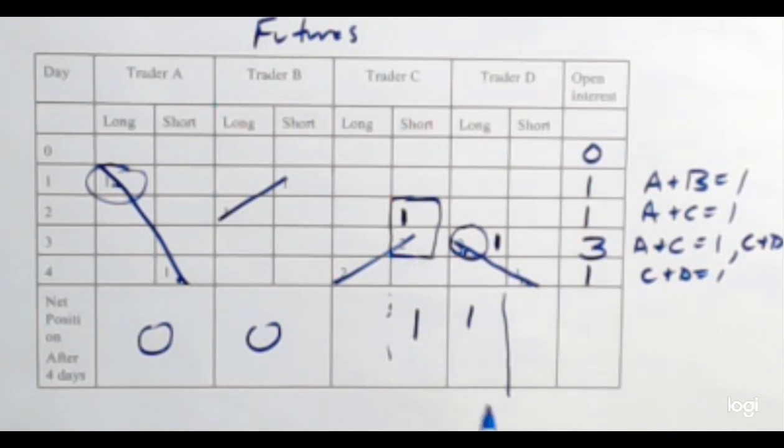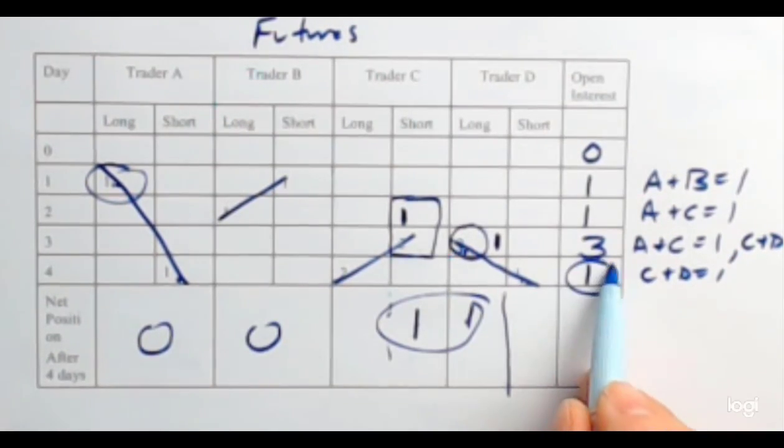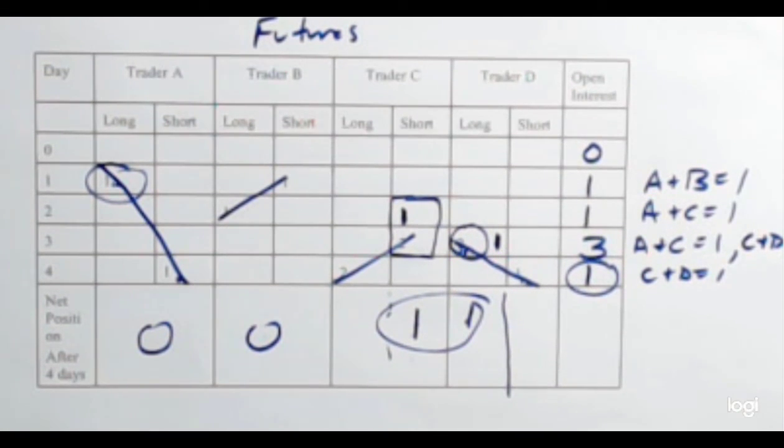And there you have it. There's the short, there's the long. That's one transaction. It's between C and D. And that's exactly what we reconciled to at the end of day 4. So there you have it, an example of how open and closing and offset works along with longs and shorts of various traders over time.